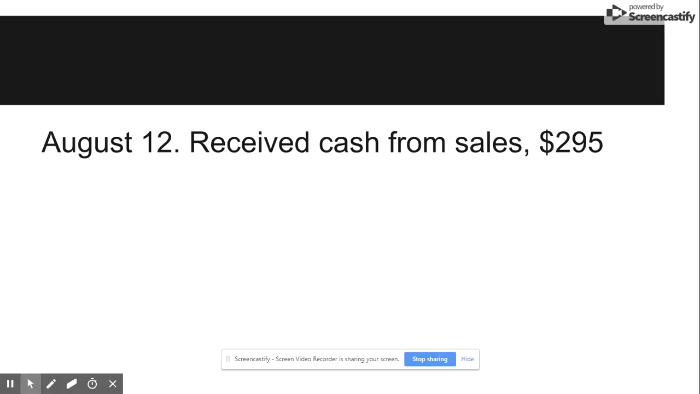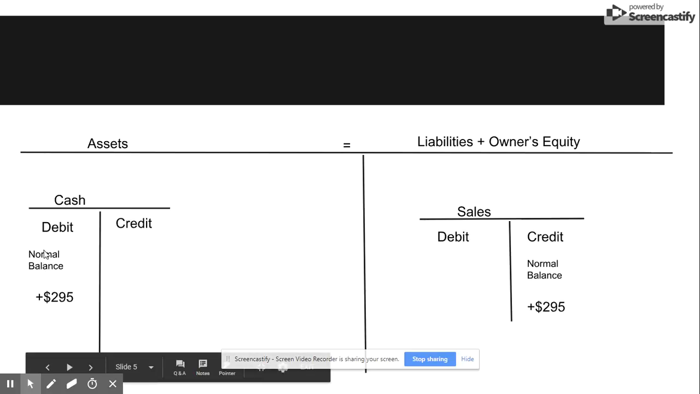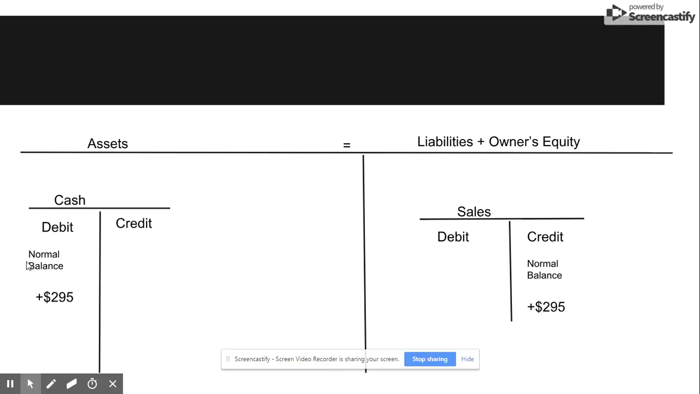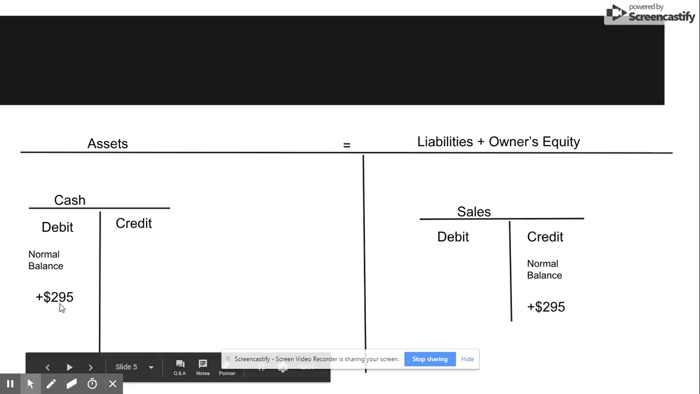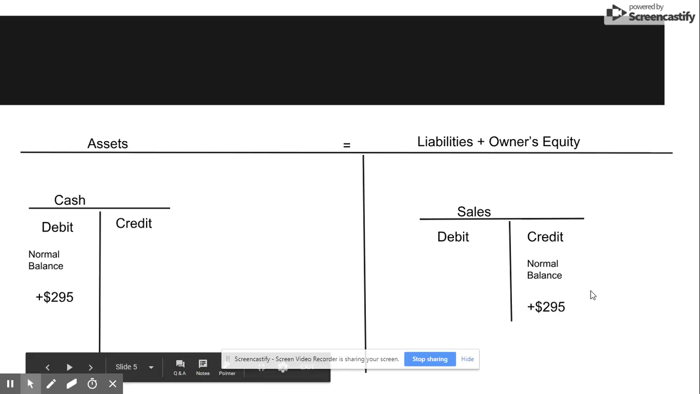And in this case here, on August 12th, we received cash from sales, $295. So the way we would do that one is if you received cash, then your cash is increasing. So cash is an asset. Assets increase on the debit side, so we would plus $295. Sales has a normal balance on the credit side. Sales is increasing in this case as well, so we would put the $295 on the credit side of sales.